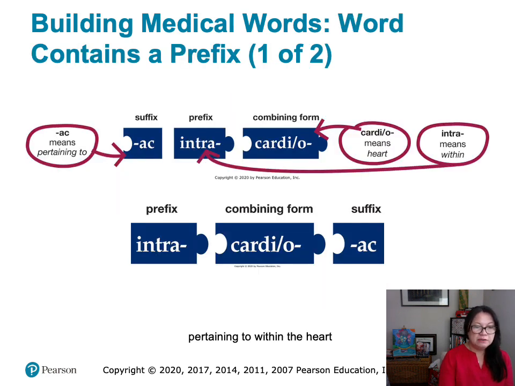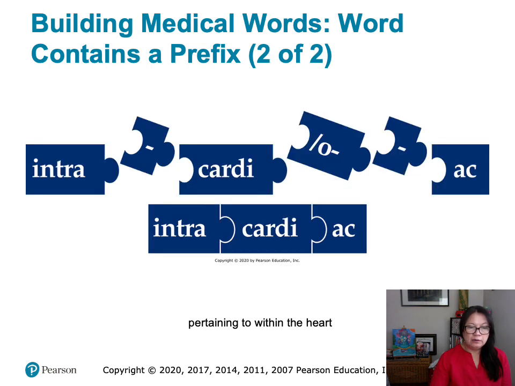The last situation we need to consider is how to build a medical word that contains a prefix. This time, we want to build a medical word that means pertaining to within the heart. Once again, we choose the suffix -ac, which means pertaining to, and the combining form cardio, which means heart, but we also select the prefix intra-, which means within. Our next step is to change the order of the word parts so that the prefix is first and the suffix is last. And now what do we have?